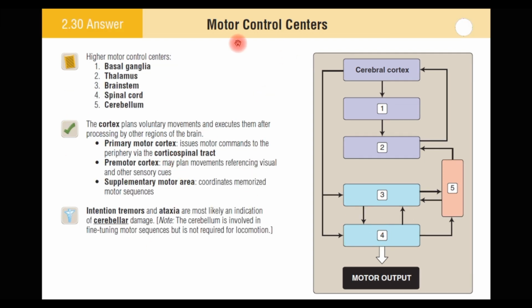Okay, so it's now time to fill in the blanks. First thing, higher motor control centers. So here at the top is the cerebral cortex. The second is basal ganglia. The number 1 spot is basal ganglia. Number 2 spot is thalamus. And number 3 spot here is brainstem. Number 4 spinal cord. Number 5 cerebellum.